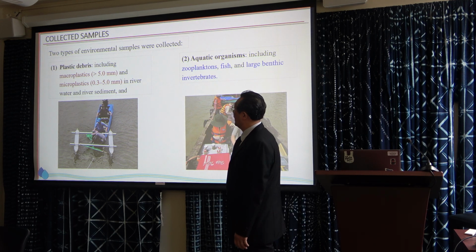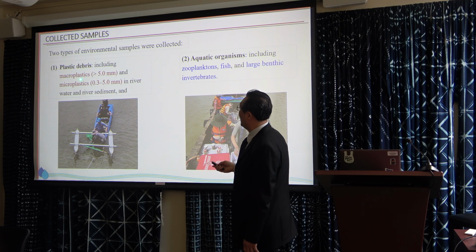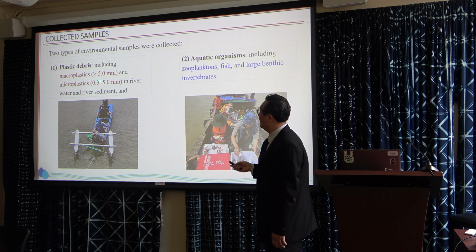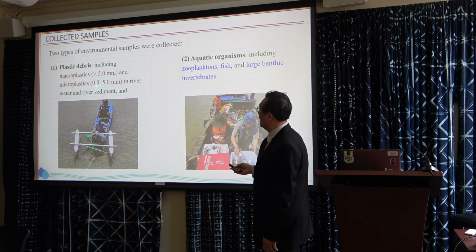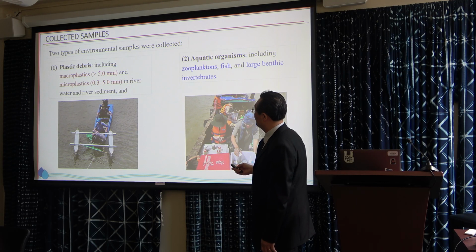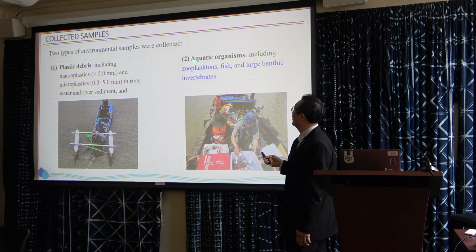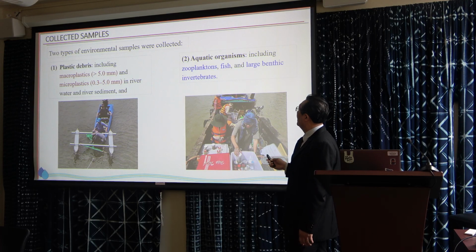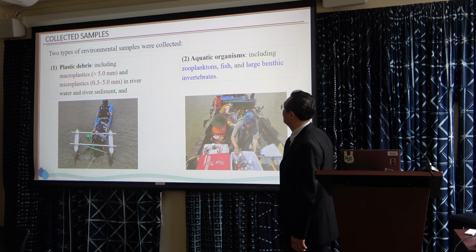The samples I collected are of two types. The first type is plastic debris, including macroplastics, which are larger than 5 millimeters, and microplastics, which are from 0.3 to 5 millimeters. The second type of sample I collected is aquatic organisms, including zooplankton, fish, and large benthic invertebrates.